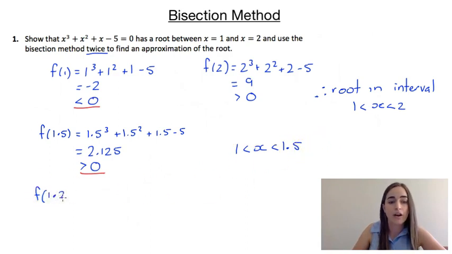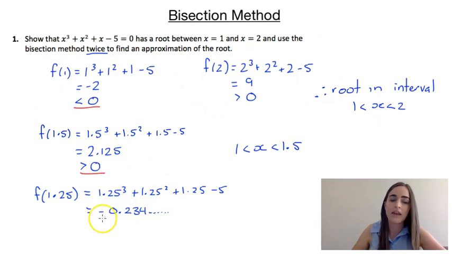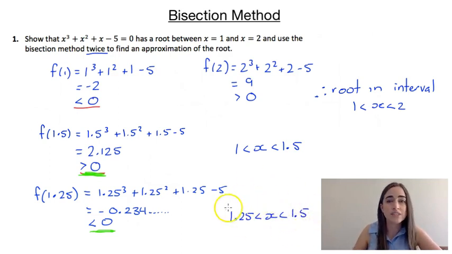So we're going to find the value at 1.25. So that's going to give us 1.25 cubed plus 1.25 squared plus 1.25 minus 5. And that would give us minus 0.234, and it keeps going, which is negative. So we now want it between this negative value and the positive value before it. So we're going with the one that gave us the positive value. So that means our interval is going to be between 1.25 and 1.5. So our approximation is that our root is somewhere in between there.